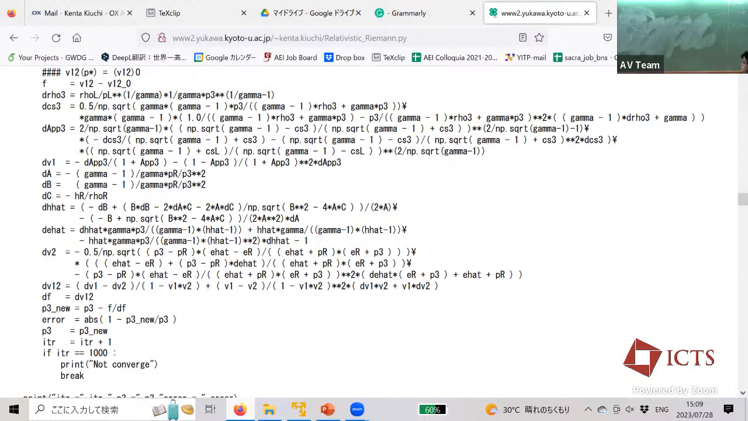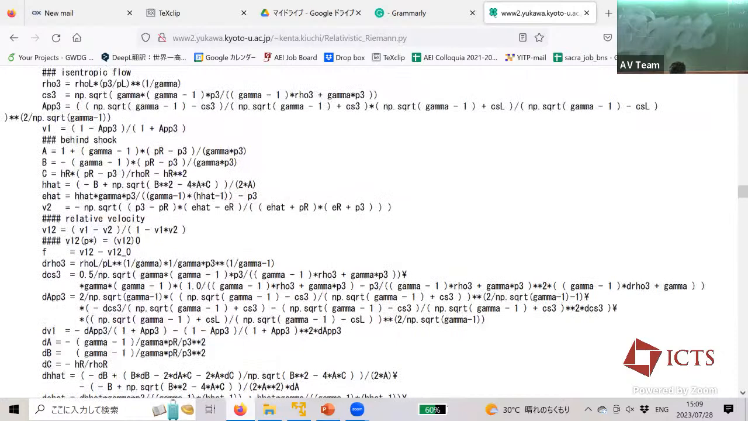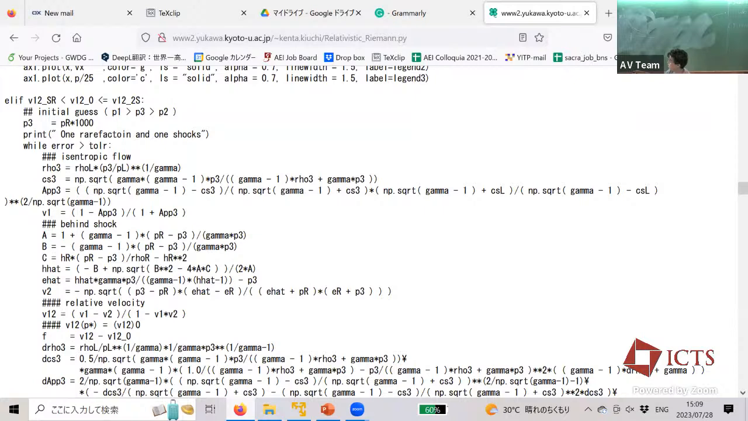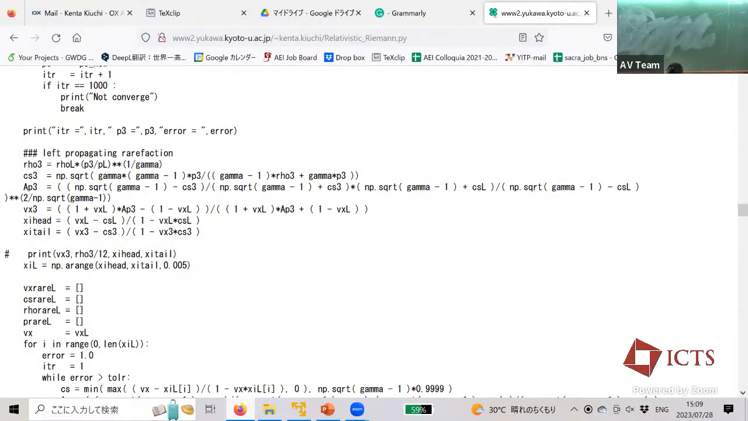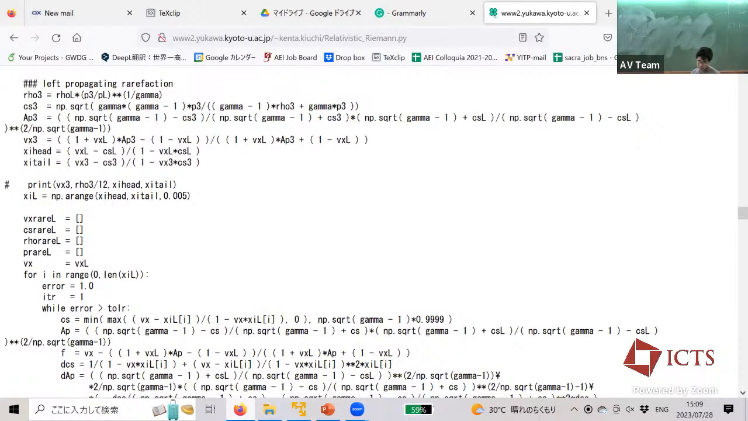If the error is larger than some certain value, you repeat this procedure until you get the solution. Sometimes, if you give a not good initial guess for the P3, I realize that this loop fails to converge. So maybe one interesting point is changing this initial guess and seeing what's going to happen. In this case, okay, then now you have P3 and P3 prime state.